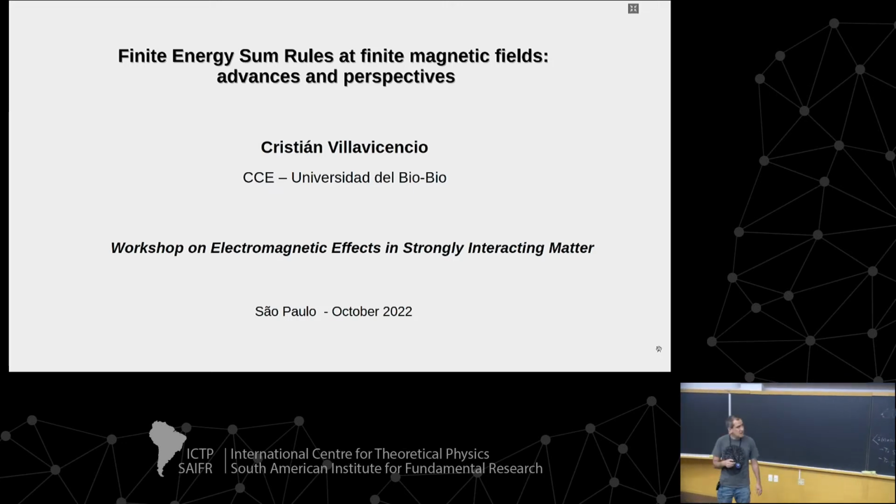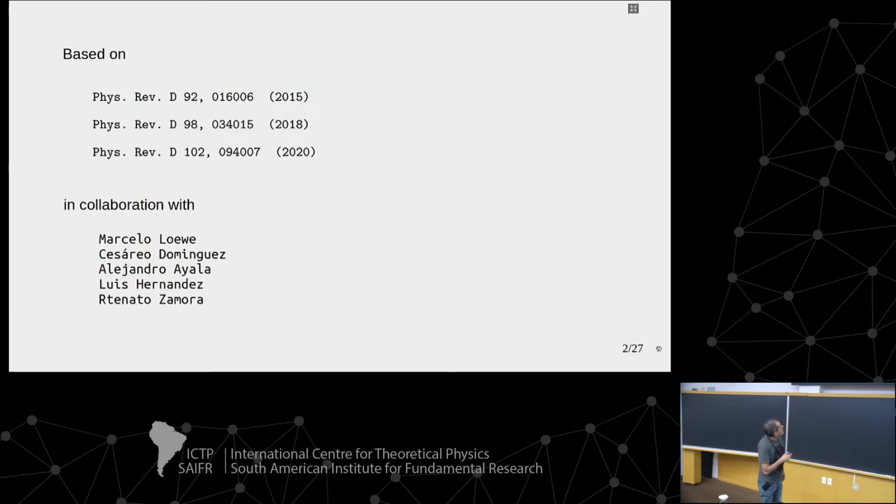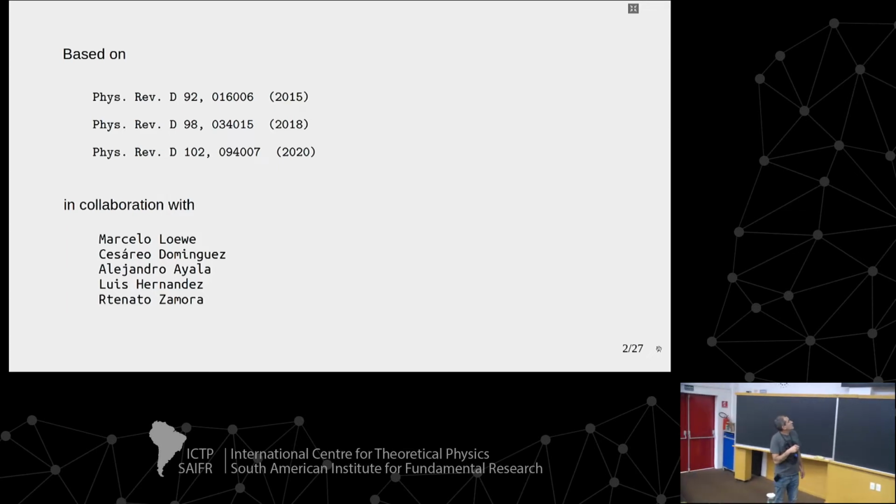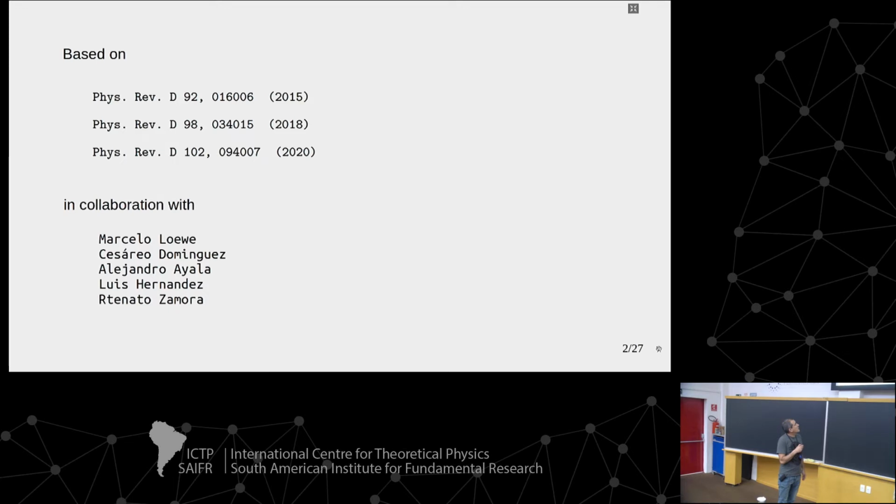I'm going to talk about several works we have been developing during the last 7 years. These 3 ones and two incoming ones. And in these works, there's collaboration with Marcelo Leves, Cesalio Dominguez, Alejandro Ayala also works in one of them, Luis Hernandez, and Renato Zamora.